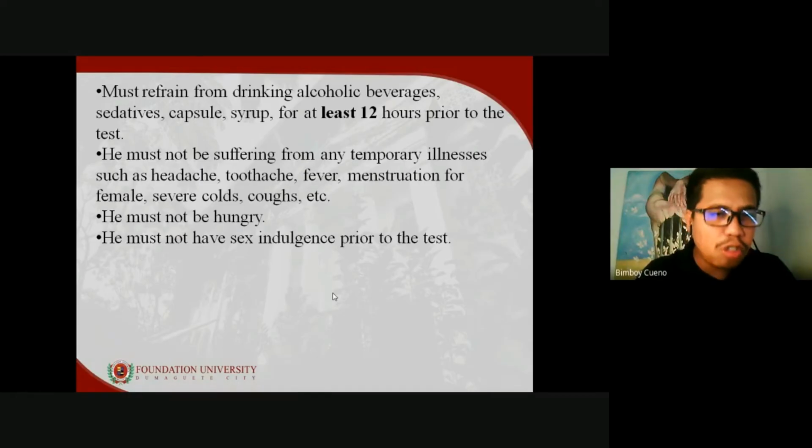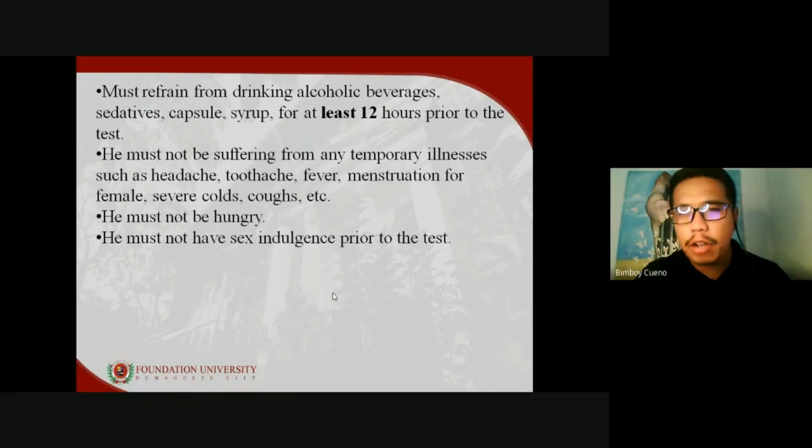Dili pwede kang gigutom. He must not be hungry. He must not have sex indulgence prior to the test. So those are the limitations that you have to consider. The question is, sir, what if the person is amputated? Wala siya kabot, wala siya tiil. Tapos, nakatulog na siya og, let's say, 6 hours. Wala po siya ga-take og drugs. Wala po siya gutoma, wala po siya ga-suffer of temporary illness. Pwede ba nga ma-undergo siya og polygraph examination?